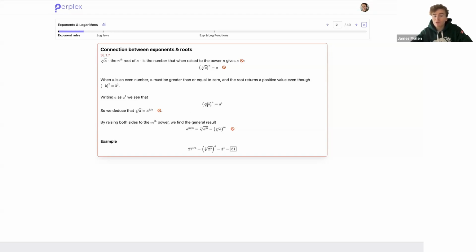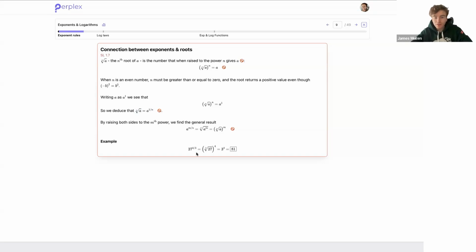Because remember, raising an exponent to a power is the same as multiplying the powers. So whatever power represents the nth root of a, when I multiply that by n, I should get 1. So it must have been 1 over n. And then if I raise both sides to the mth power, you find the general result, which is a to the power of m over n is the nth root of a to the m, which is the same thing as the nth root of a, all to the m.